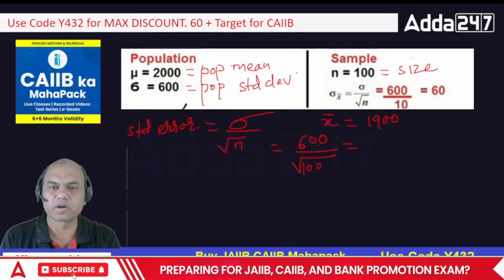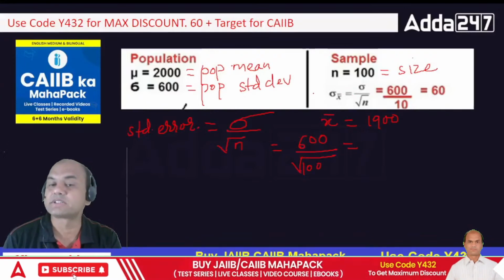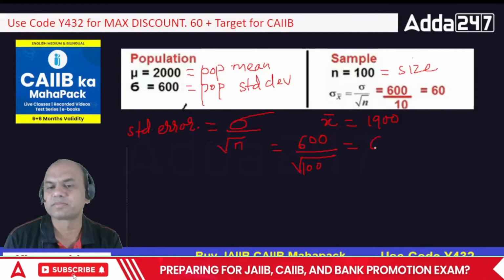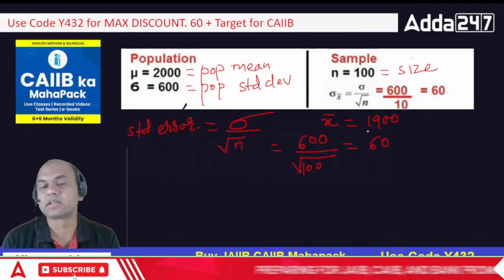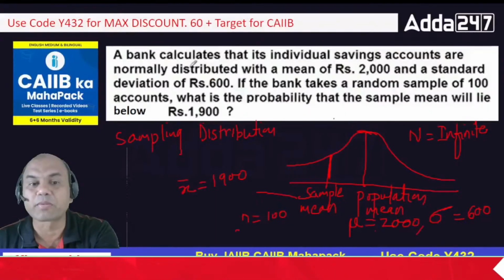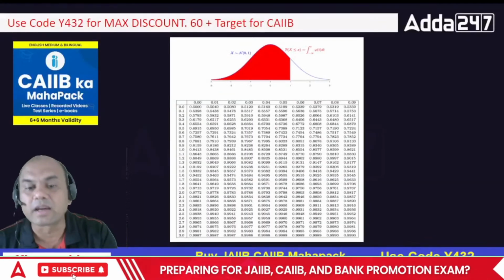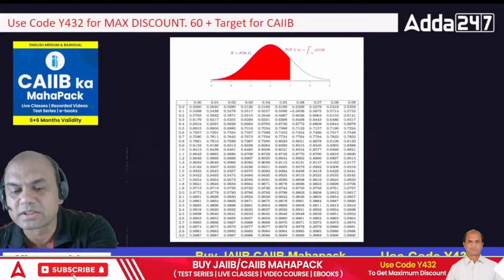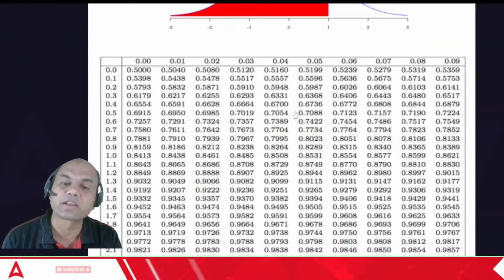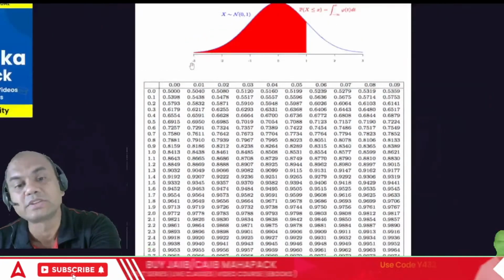Got it? So what do I do now? Next, I found out the standard error, the important part, which is 60. Now what do I have to find? My final aim is probability. And where will I get the probability from? I'll get it from these figures. But how do I go to these figures? Before that I need to have Z values. So let's find out the Z value now.